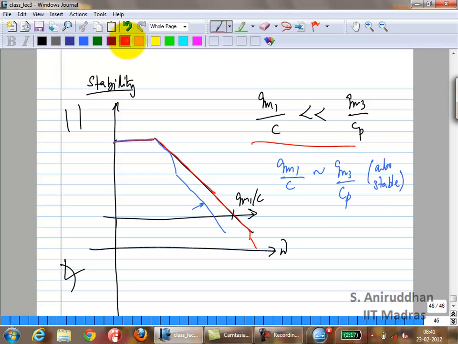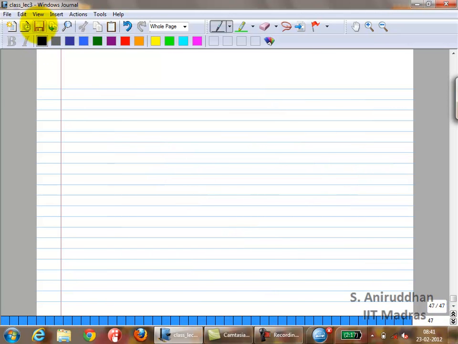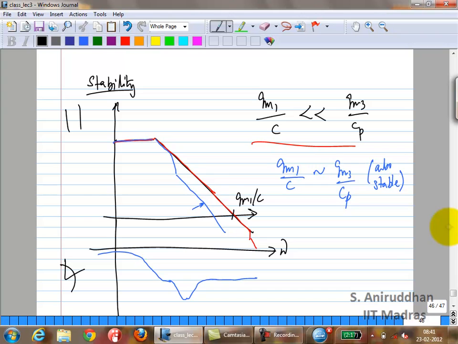Okay. And if you plot the phase for this, you first hit the first pole, second 0. In this case, it happens to be something like this. You hit the second pole, and then you hit the 0. Actually, first of all, in this case, we are just comparing GM1 over C with GM3 over CP. If you have a feedback factor of K, what happens?